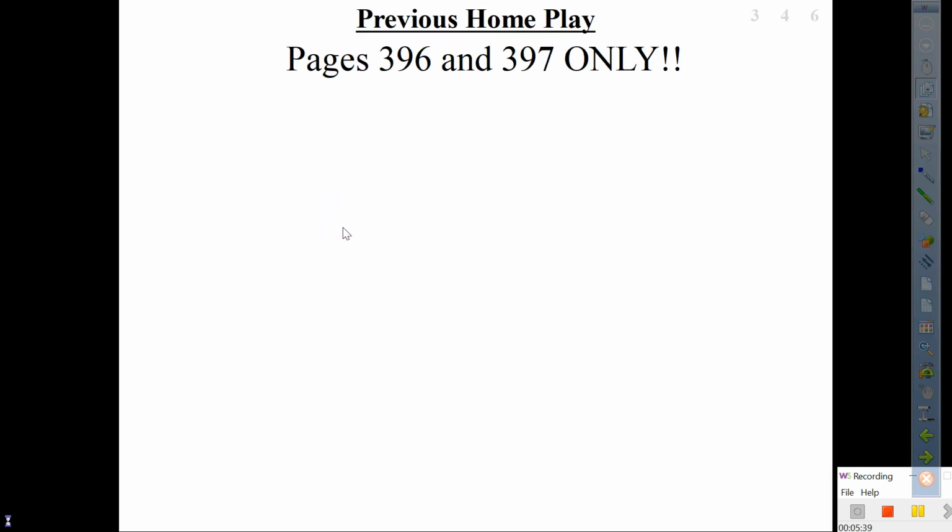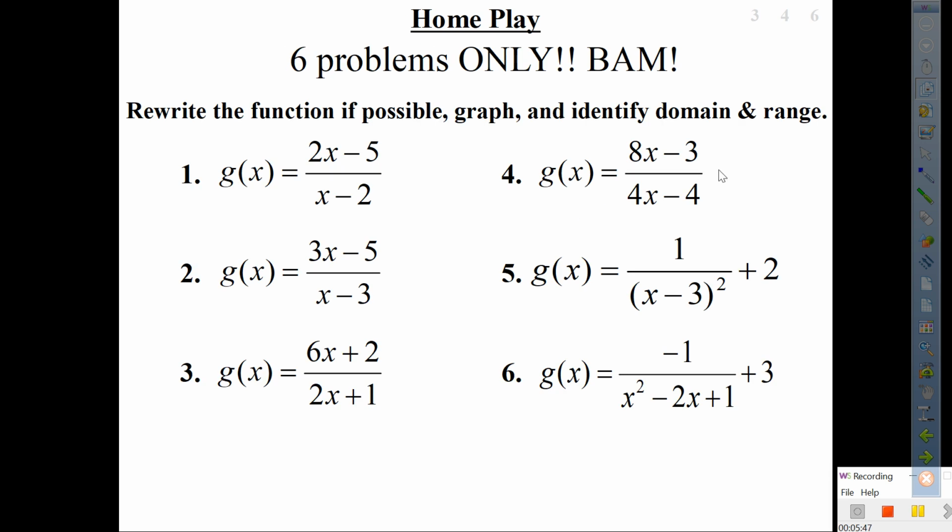So, the previous home play was 396, 397 before Friday. That was the last home play that you had, yes. And tonight's home play, take your phones out, take a picture of that really quick. It's only 6 problems, and it says rewrite the function if possible, graph and identify domain and range.